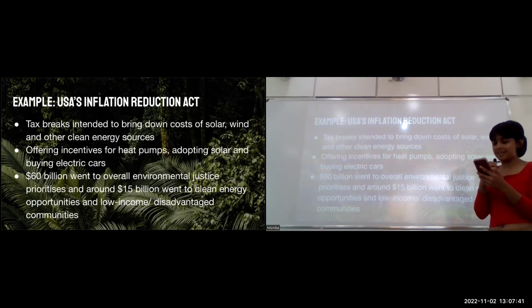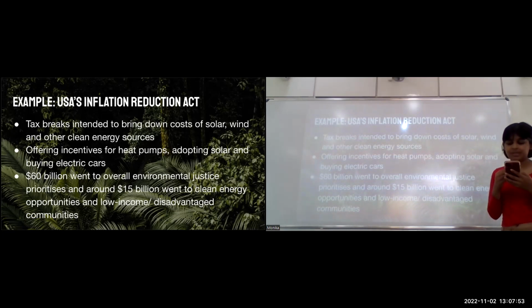The IRA uses tax credits to incentivize consumers to buy electric cars, electric HVAC systems, and other forms of cleaner technology, leading to less emissions from cars and electricity generation. It also includes incentives for companies to manufacture the technology in the United States, and money for other climate priorities, like forest and coastal restoration and resilient agriculture. Besides that, there were tax breaks. Overall, $60 billion went to environmental justice, and around 15 billion went to clean energy opportunities in low income, disadvantaged communities.